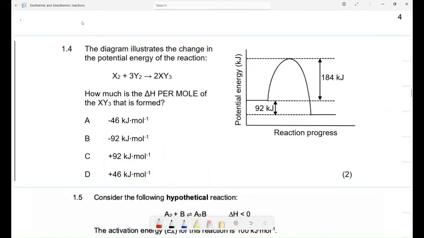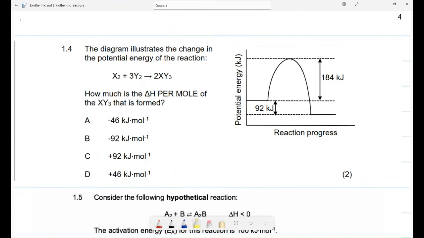1.4. It says the diagram illustrates the change in the potential energy of the reaction. So now we have X2 and 3Y2, that one. This is a hypothetical reaction. The question says how much is the change in H per mole of XY3 formed. How much change in energy per mole of XY3 formed.